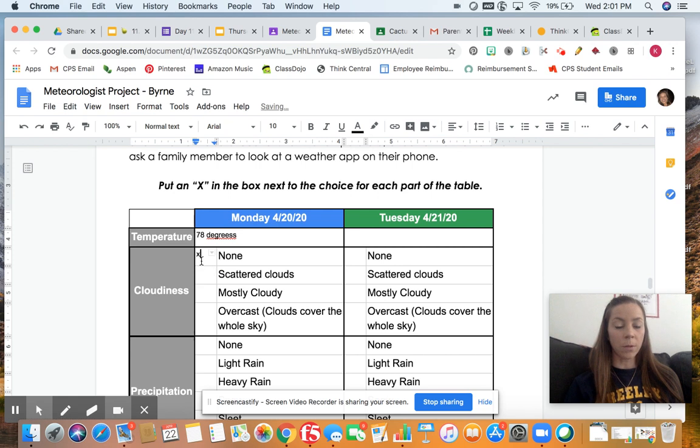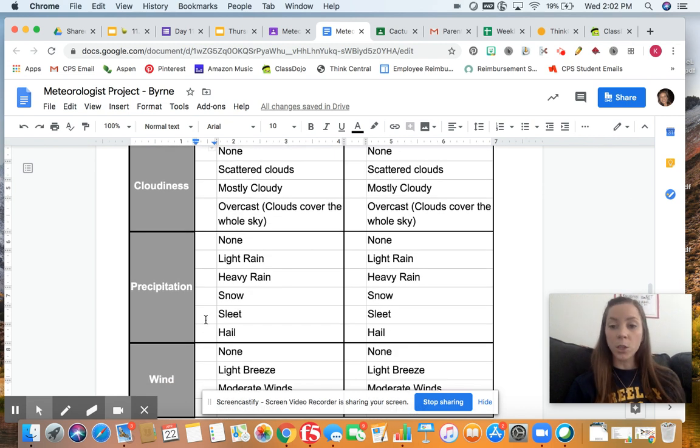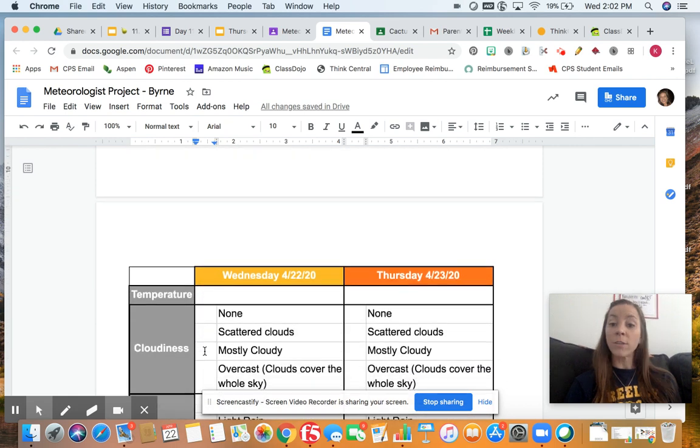So telling me about the cloudiness. Are there none today? Scattered clouds means a little bit, mostly clouds, or overcast clouds. Then tell me about the precipitation, the water that's coming down from the clouds. Is there none? Is there snow? Is there sleet? Is there rain? The windiness for every day.